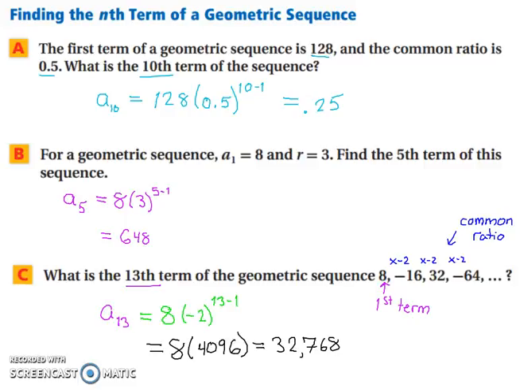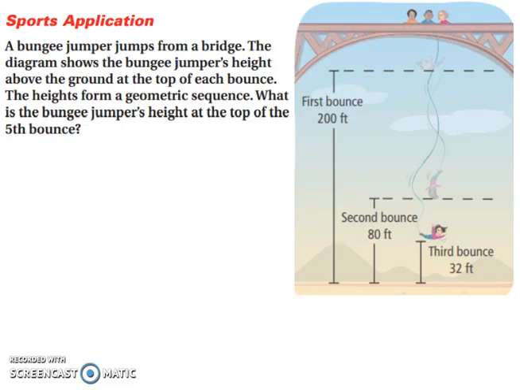Now let's take a moment and look at a sports application. A bungee jumper jumps from a bridge. The diagram shows the bungee jumper's height above the ground at the top of each bounce. The heights form a geometric sequence. What is the bungee jumper's height at the top of the 5th bounce? So we can look at our numbers. So our first one was 200, then our next one was 80, and then our next one was 32, and we want the 5th bounce here.